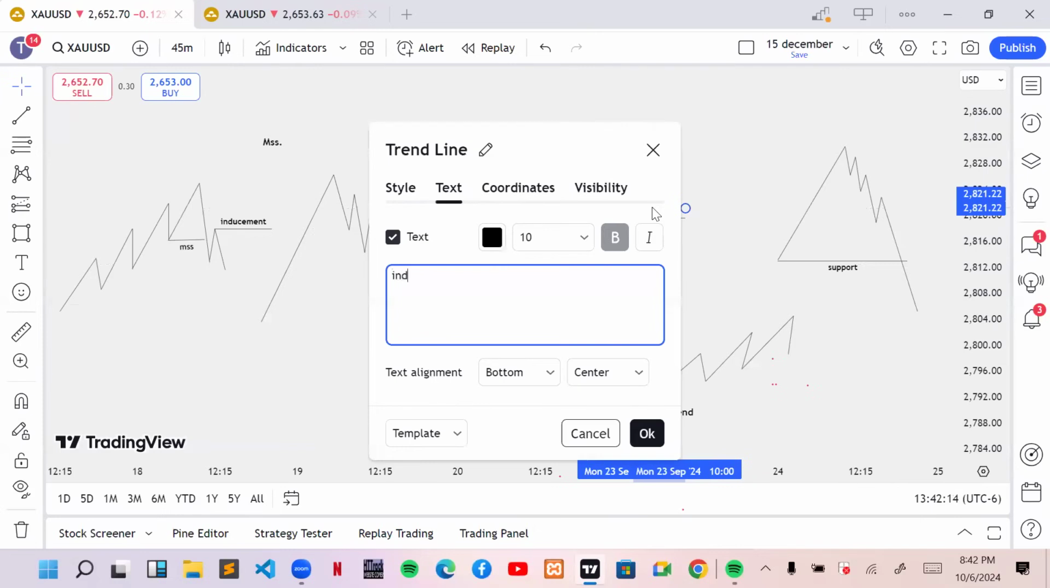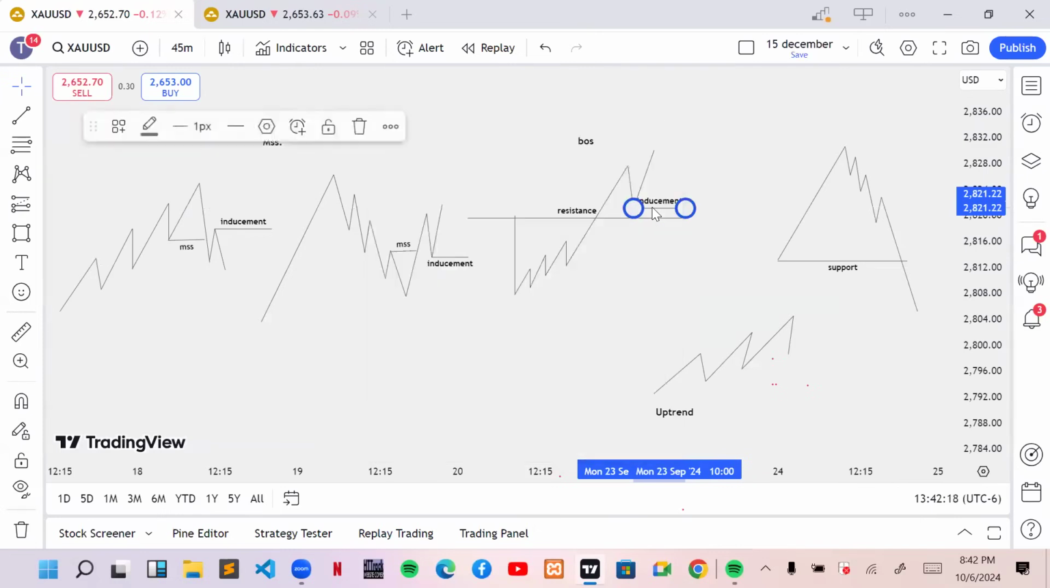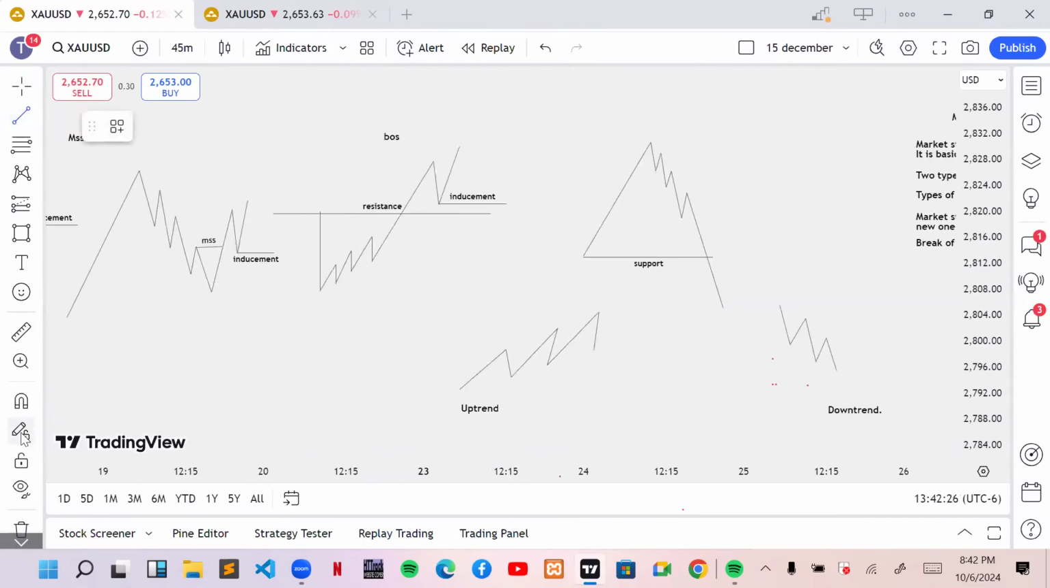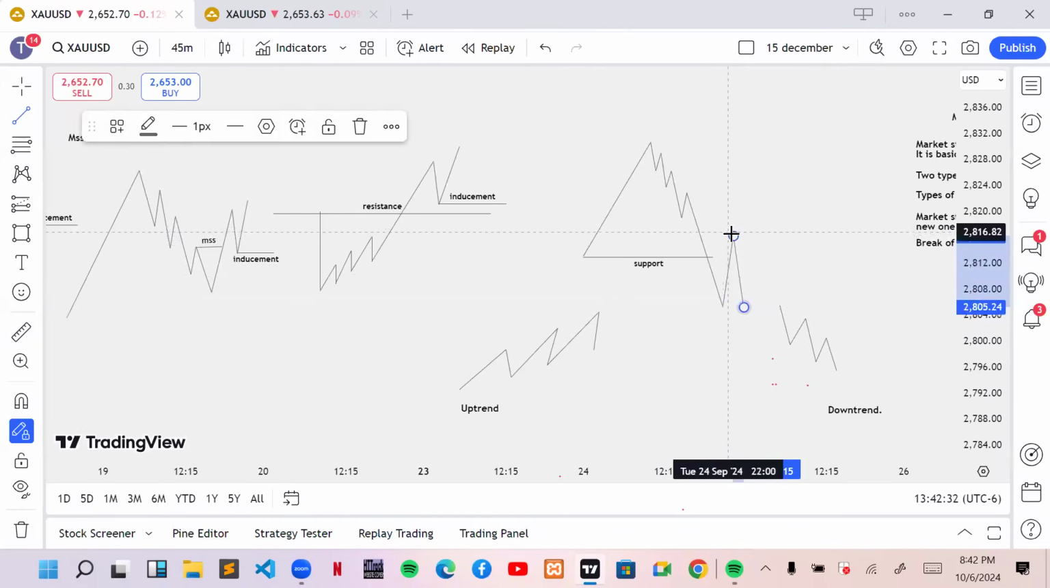So inducement. This is your inducement here. Pullback. Same as the market breaking this support zone down here. So the market will make a pullback, this pullback, for continuing this move. This pullback that the market makes for continuing that move is what your inducement is.